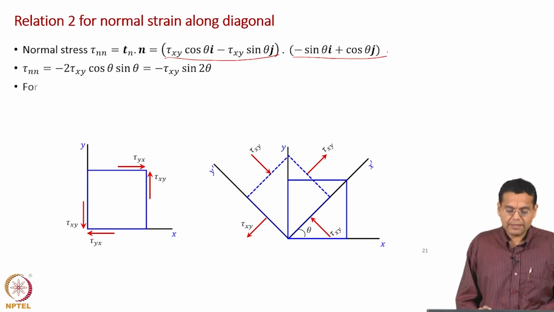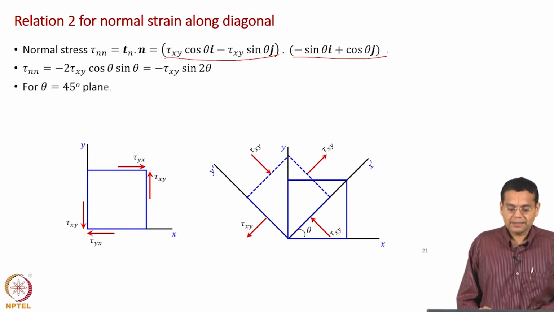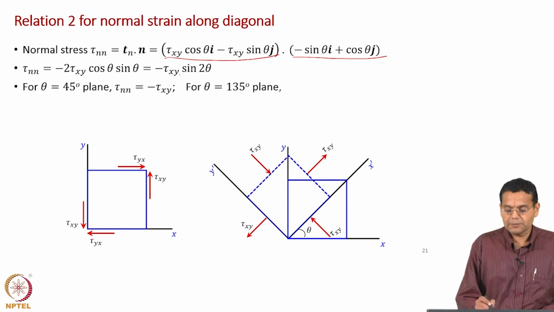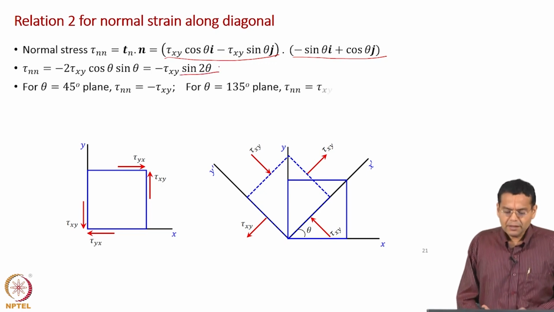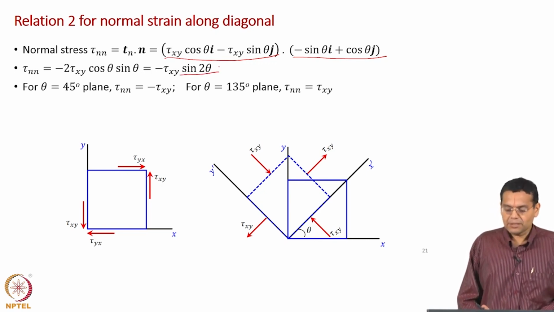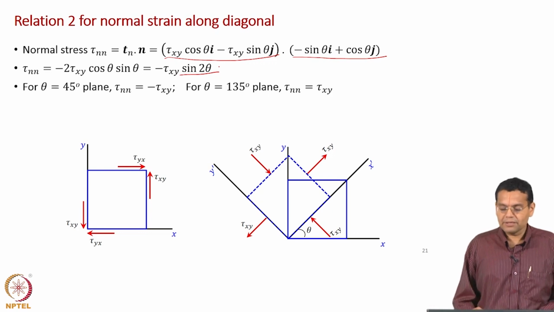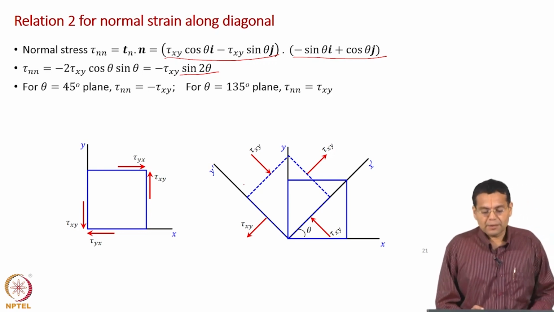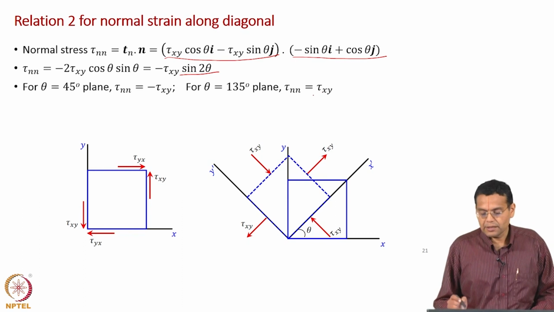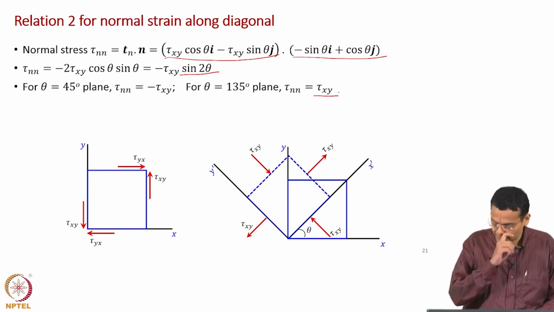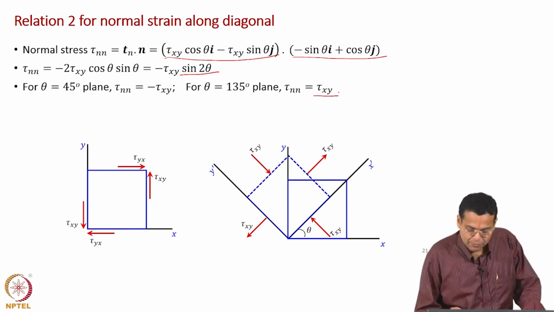Let us evaluate for the two planes. For the theta 45 degree plane, sin 2 theta becomes 1, and you get tau nn equal to minus tau xy. For theta equal to 135, sin 2 theta becomes minus 1, you get tau xy, and that is what is shown here. Let me explain that.